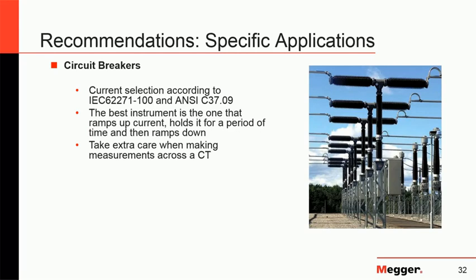For circuit breakers, the current selection should be made according to either IEC 62271-100 or NCC 3709, and that is for the IEC standard. They recommend a minimum of 50 amps all the way up to the rated current of the breaker, or a minimum of 100 amps according to ANSI C37. And again, the best instrument for this application is one that will ramp up the current, hold it, and then ramp it down.